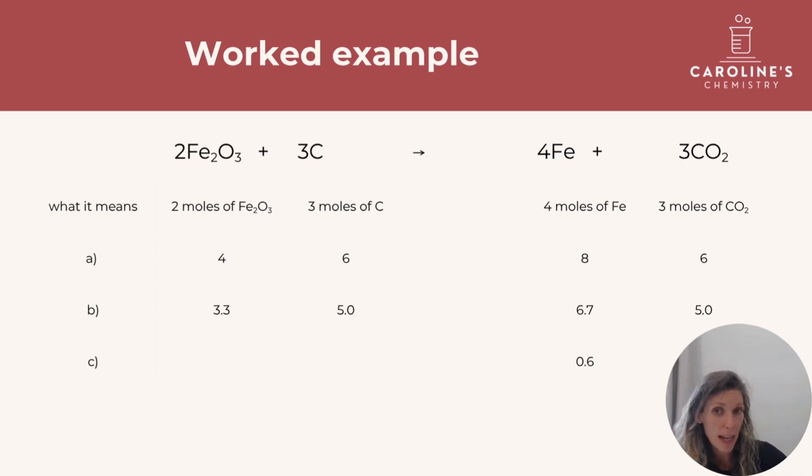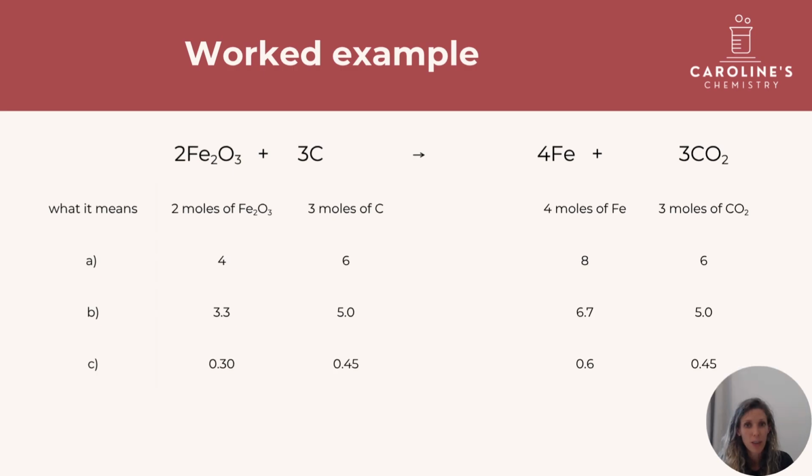Now let's work back towards the reactants. The iron to carbon ratio is 4 to 3. So that's the same as the one we've just done. So take the 0.6 divided by 4 times it by 3. And then finally the iron to iron oxide ratio, that is a 4 to 2 ratio. So we take the 0.6 divided by 4 and times it by 2, which is the same as halving it, which is 0.3. So there's our final row of answers.